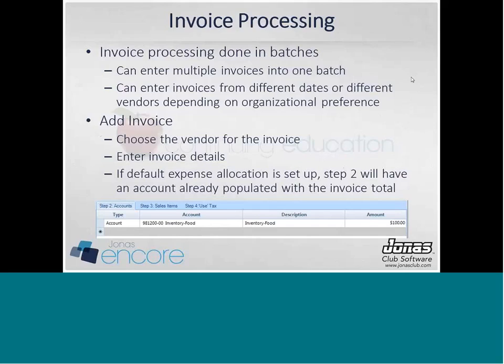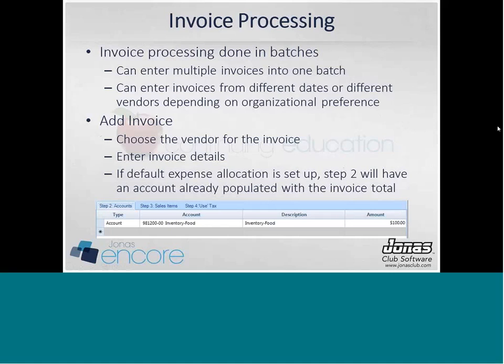So it doesn't matter how you put these invoices in, whether you put everything in one batch or whether you're running separate batches for separate vendors. It is up to your club and your preference. When you're adding an invoice, you'll go to the invoice processing logo, which is under AP tasks, and you'll choose the vendor for the invoice once you've started that new invoice processing batch. You'll enter the invoice details, and if there's a default expense allocation set up in the vendor file, then it will populate that for you.